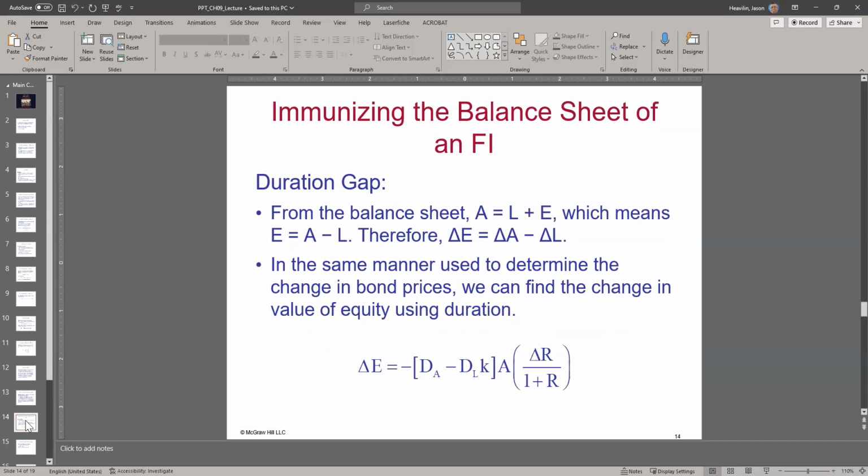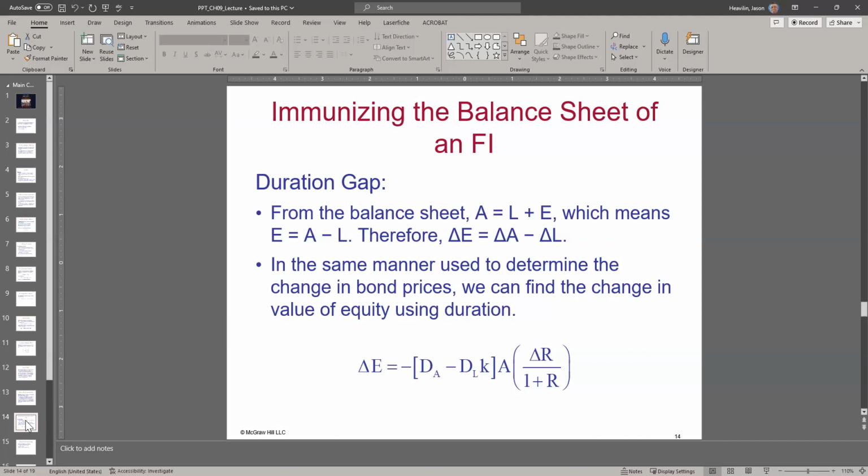Immunizing the balance sheet of a financial institution: duration gap. Now we're going to see how, using the same duration number that you will learn how to calculate after you watch the Excel video we have also posted, you can use duration to start managing changes in your equity. The idea is to keep your equity at a certain level because of your capital structure, because that will pretty much dictate the level of risk of the institution.